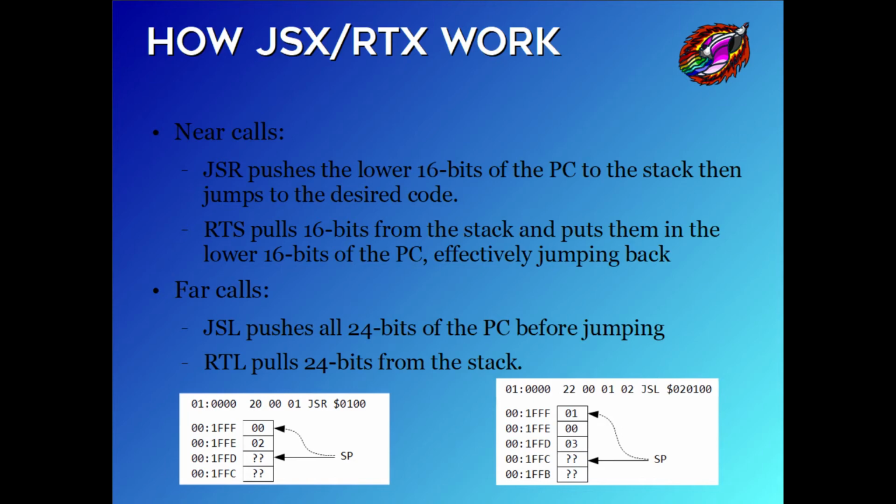Now, when RTS is executed, it pulls 16 bits off the stack and increments that by 1 and then puts that value into the lower 16 bits of the program counter. And that will then start it executing the instruction right after the JSR.